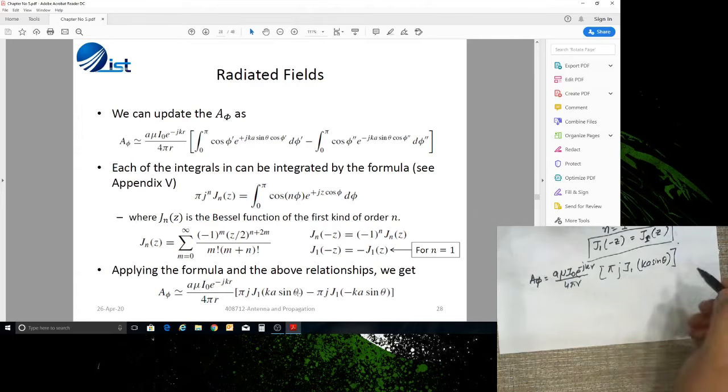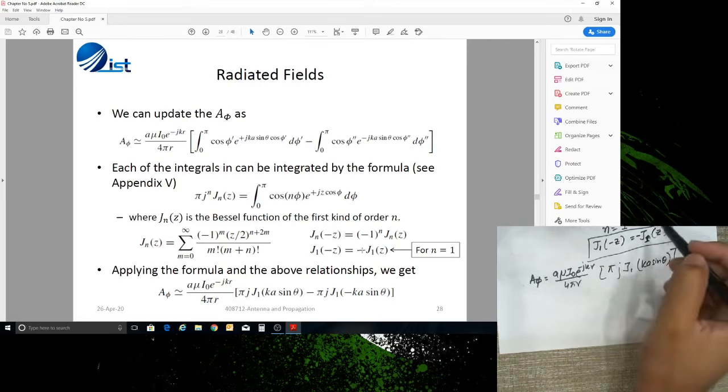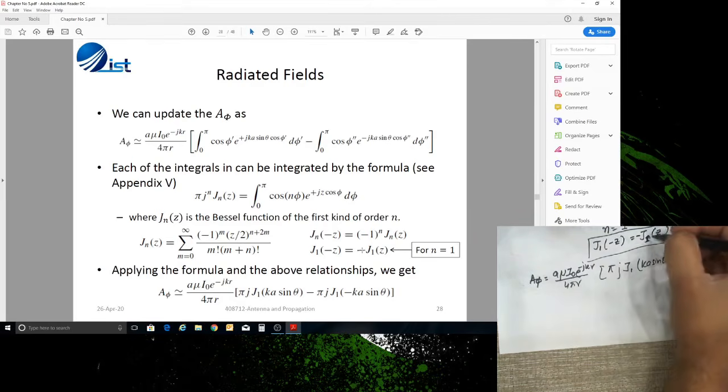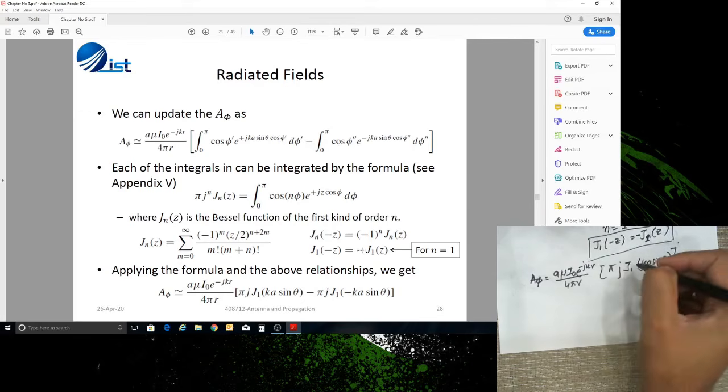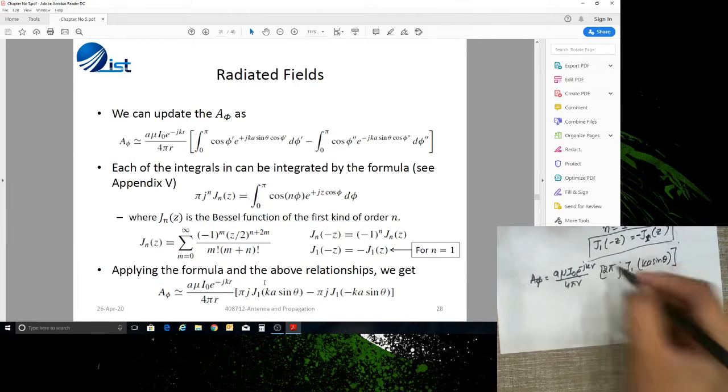ठीक है. And since we have j1 of minus k a sine of theta equal to j1 of k a sine of theta, okay, sorry, there should be a negative sign here as well, because minus 1 raised to power 1 is minus 1, it's not 1. So let me correct myself here. So it will be equal to minus j1 of z. So in this case आपके पास ये जो negative है, this will be positive now. So when it will be positive, these two terms will add, so you will have 2 over here.